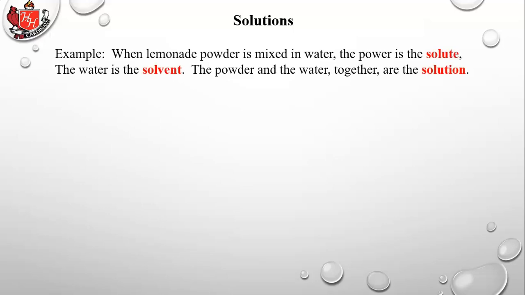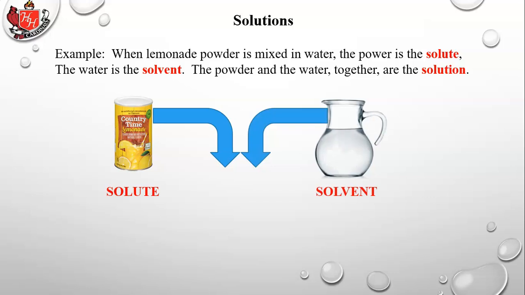So for example, when lemonade powder is mixed in water, the powder is the solute, and the water is the solvent. The powder and the water together make the solution. So just fix this image in your mind of the three: what the solute is, what the solvent is, and then the solution is the two of them mixed together.